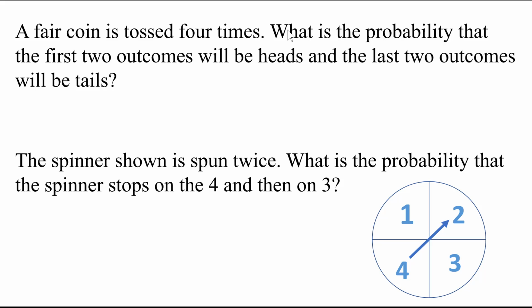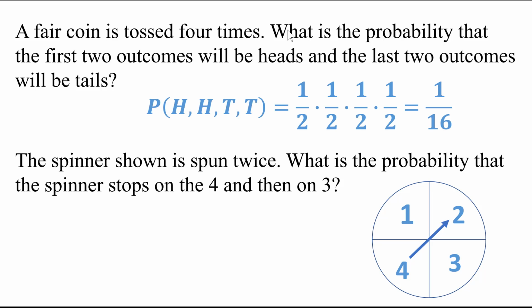All right, so let's look at a couple of other situations. You've got a fair coin and you're tossing it 4 times. You want to know what is the probability that the first 2 outcomes will be heads and the last 2 outcomes will be tails. So we're looking for the probability of heads, heads, tails, tails. We're flipping a coin 4 times, and we're looking for that order to happen. How many possibilities are there when you flip a coin 4 times? Well, it turns out there are 16 possibilities, and only one of them is heads, heads, tails, tails.